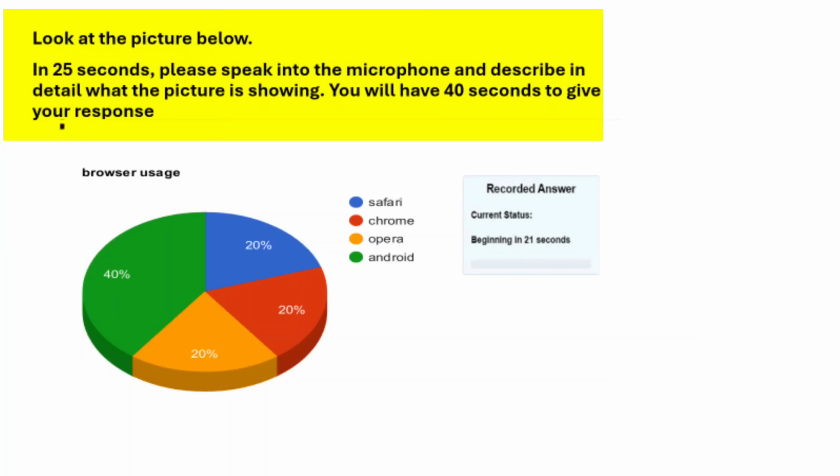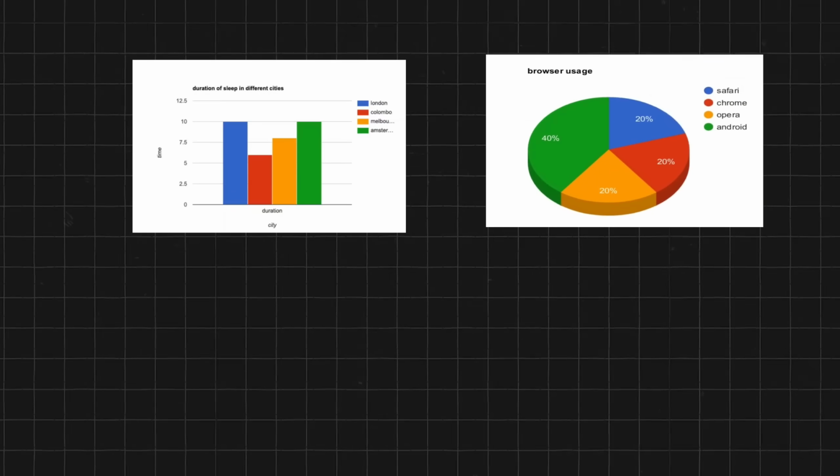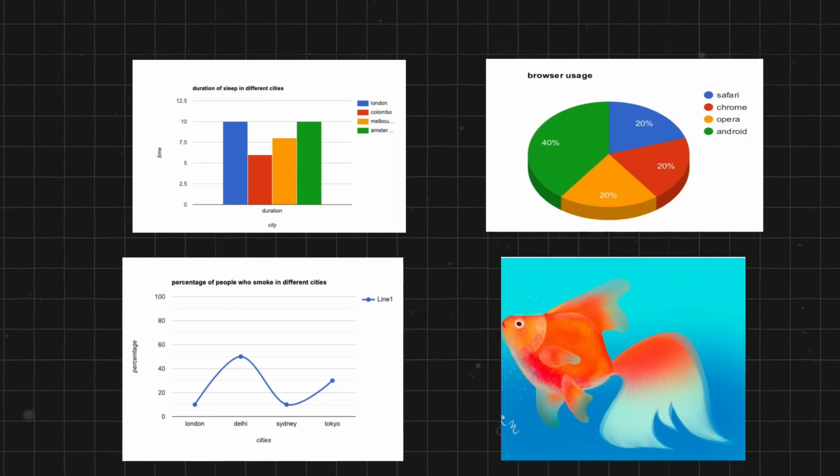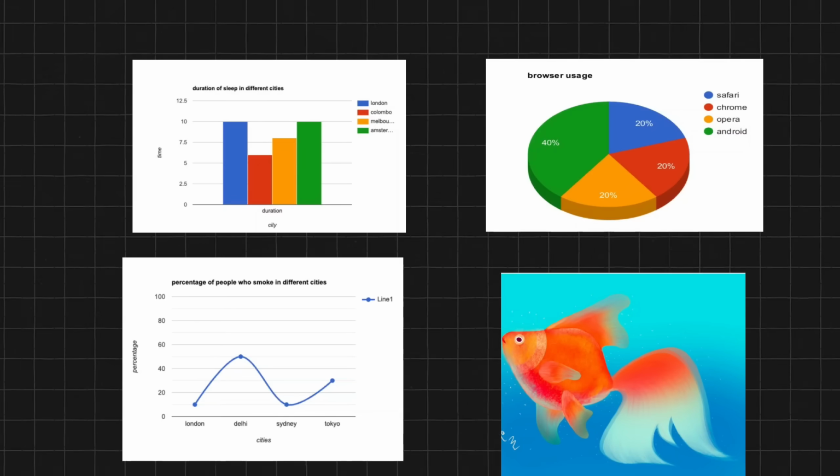25 seconds will be given for you to prepare. Once the 25 seconds are done, a window of 40 seconds will open, and you have to finish your speech in less than 40 seconds. They can give you a bar graph, pie chart, a line graph, or a picture like this. Anything can come. Remember this.